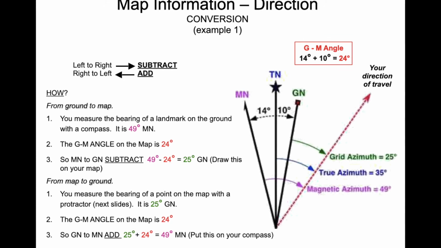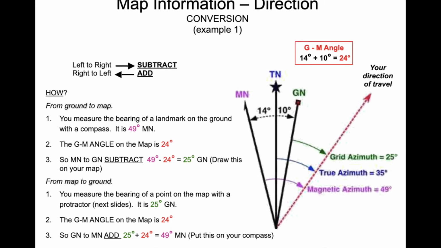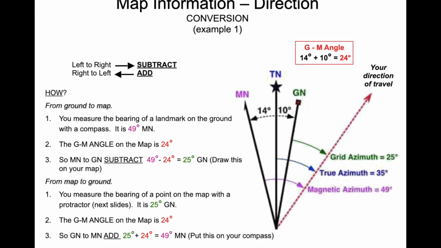From ground to map, so we're talking magnetic to map. First, you measure the bearing of the landmark on the ground with a compass. What you're seeing is 49 degrees magnetic.